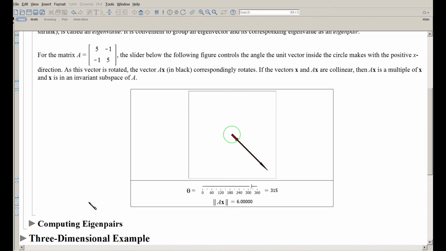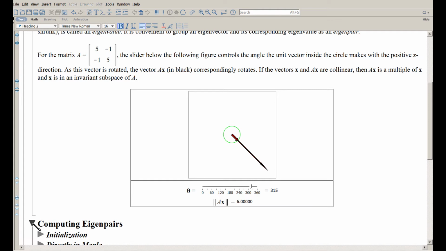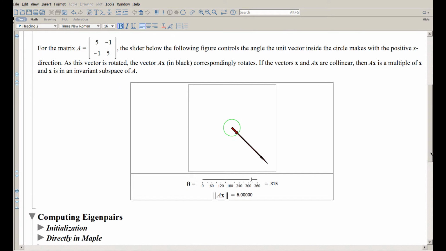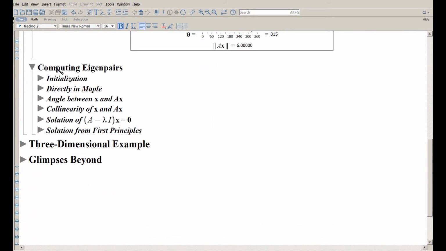So now let's start thinking in terms of computing these eigenpairs, computing the eigenvalue eigenvector pair.